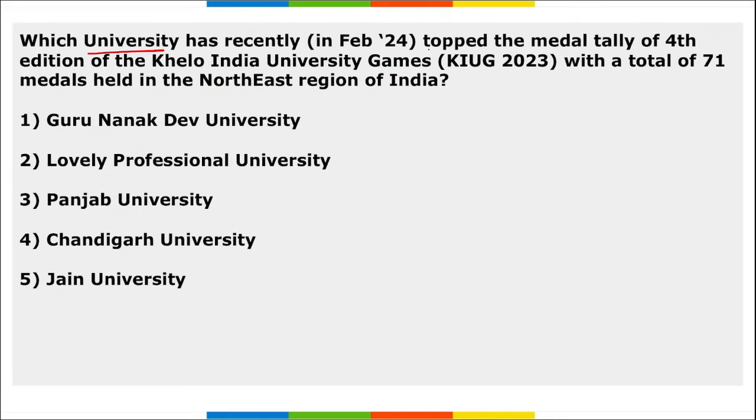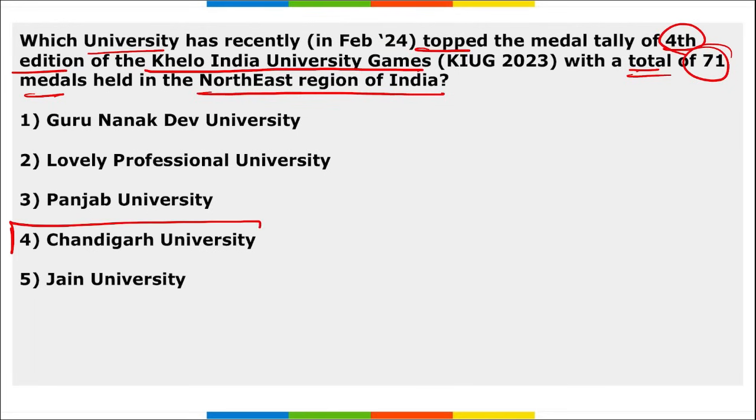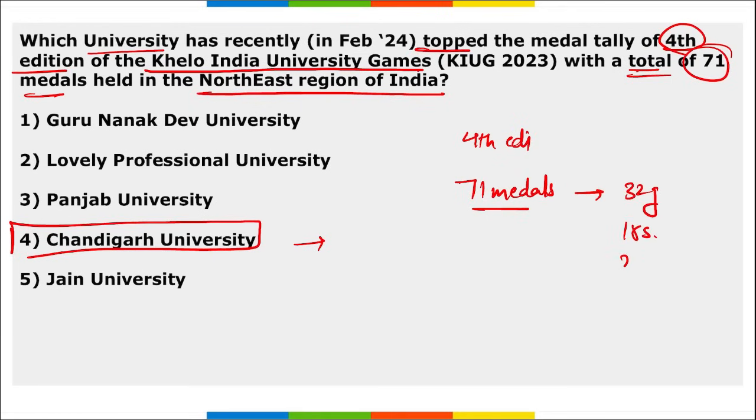Next, which university has recently topped the medal tally of the 4th edition of the Khelo India University Games, with a total of 71 medals, held in the northeastern region of India? So it is Chandigarh University, right? Chandigarh University has topped the 4th edition of the Khelo India University Games in the northeastern region, and topped the medal tally with a total of 71 medals. Out of these 71 medals, 32 were gold, 18 were silver, and 21 were bronze, right?